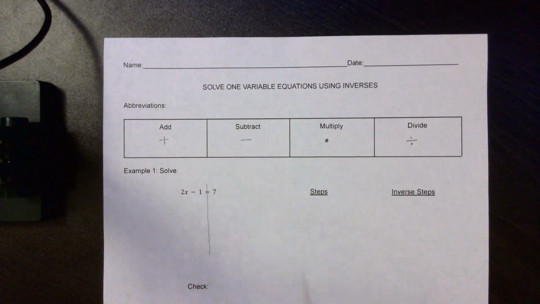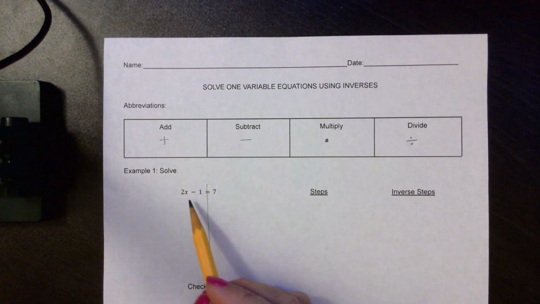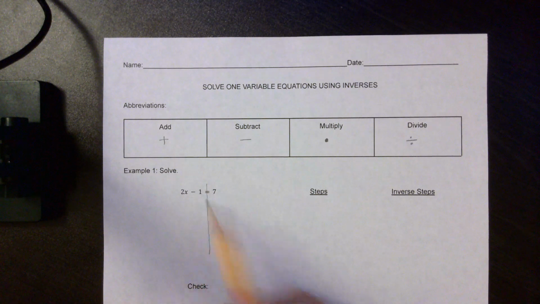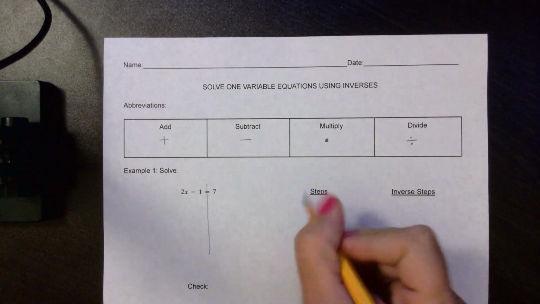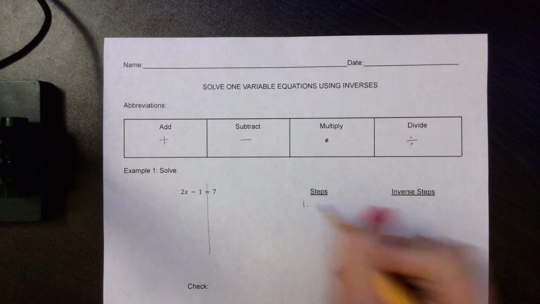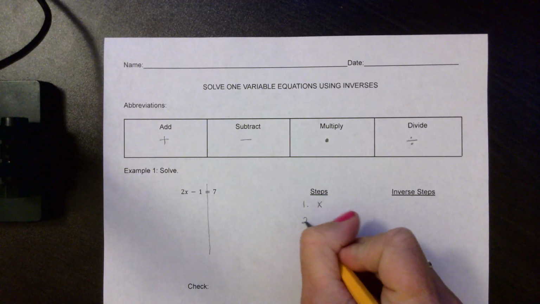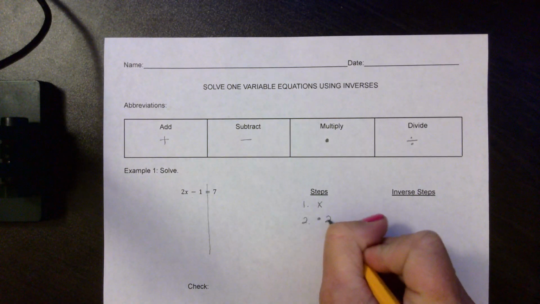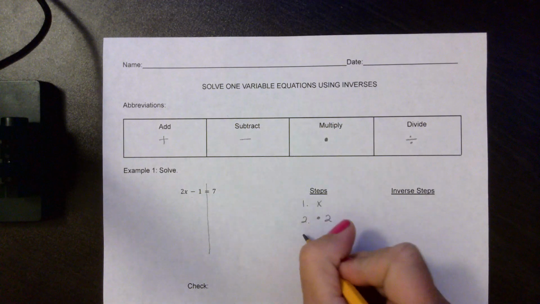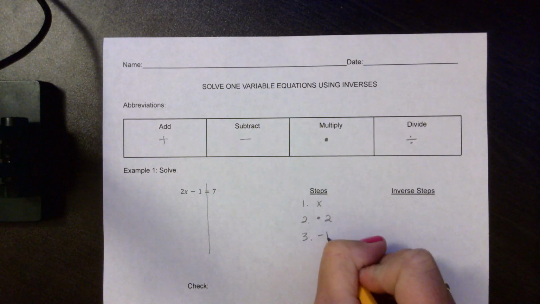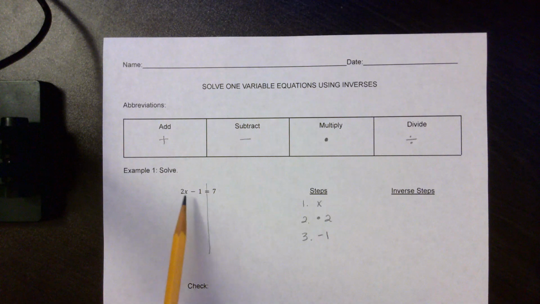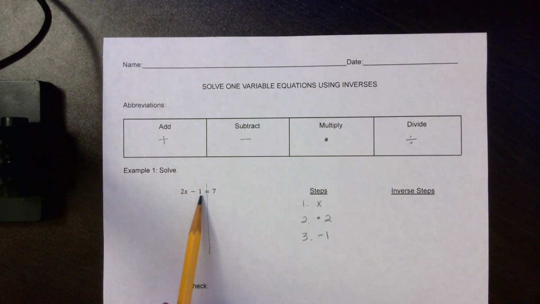And what I want to do is identify the operations that are happening on the side with the variable. So here, using our abbreviations, we start with x, we multiply by 2, and then we subtract 1. Okay, so start with x, multiply by 2, subtract 1.